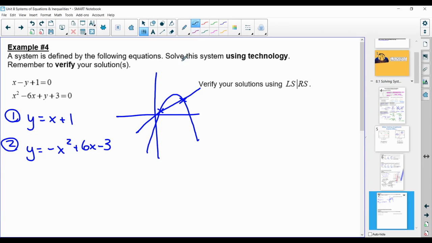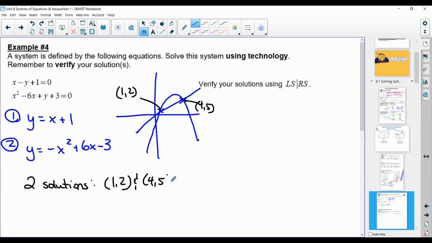So when we're labeling our intersection points, we have one here at (1, 2), and we have a solution at (4, 5). And so we can write those out. Two solutions, (1, 2) and (4, 5). Or we could say or there. Now again, we're asked to verify our answers using left side, right side. So this might be a good time to pause the video, try writing them out on your own, and then come back and check your work.